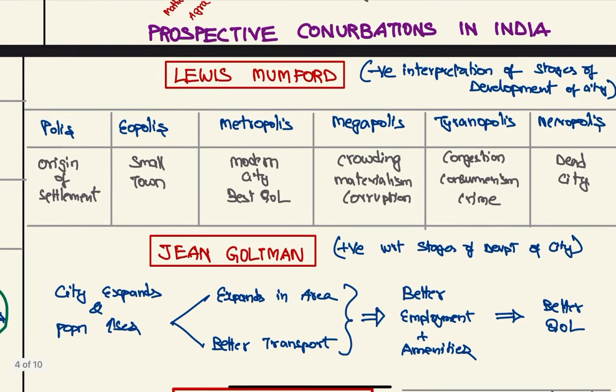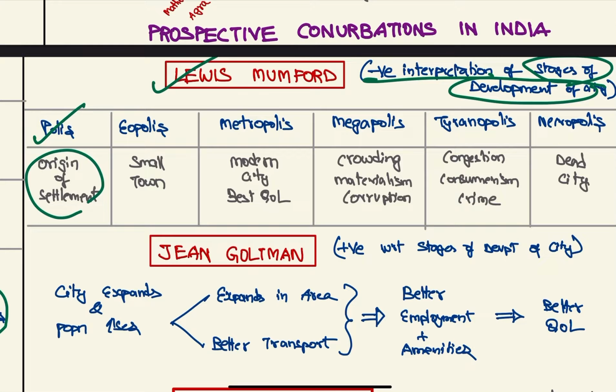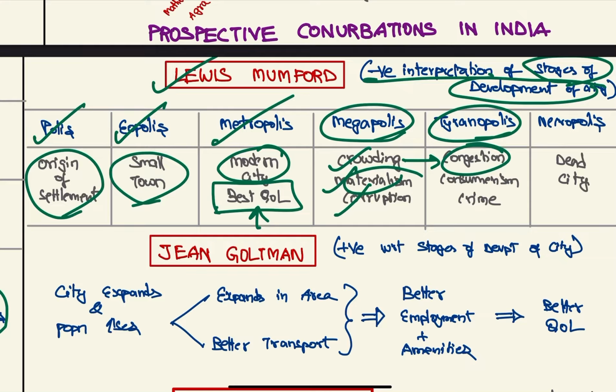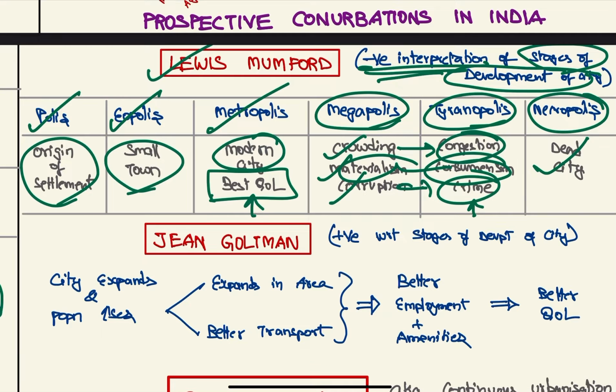Next, Lewis Mumford gave a negative interpretation of the stages of development of a city. He gave six stages. The first one is polis, which is the origin of settlement. Next we have Geopolis, which is a small town or a village, and then metropolis, which is a modern city. This stage has the best quality of life. Next we have megapolis with crowding, materialism, and corruption. Next, Tyrannopolis, with crowding turning into congestion, materialism turning into consumerism, and corruption turning into crime. So this will be a very bad situation. Last, we have necropolis, which is a dead city. So this is a negative interpretation. It can be used to point out the problems of urbanization in UPSC answers.